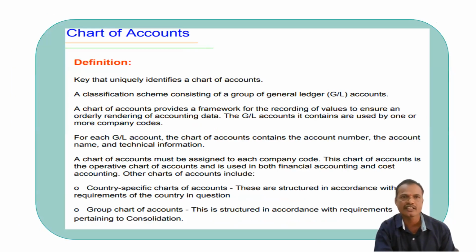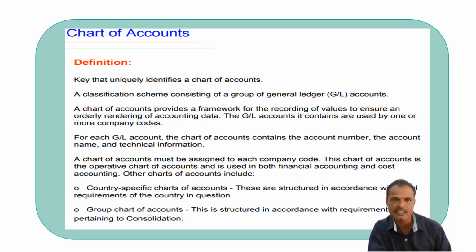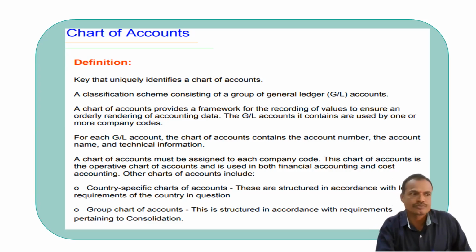Next, chart of accounts. The chart of accounts we have to create manually in the system. It is the key that uniquely identifies a chart of accounts, a classification scheme consisting of a group of general ledger accounts. A chart of accounts provides a framework for the recording of values to ensure an orderly rendering of accounting data. The GL accounts it contains are used by one or more company codes. If you create one chart of accounts, that chart of accounts can be used by multiple company codes. That is one of the advantages of the SAP system.